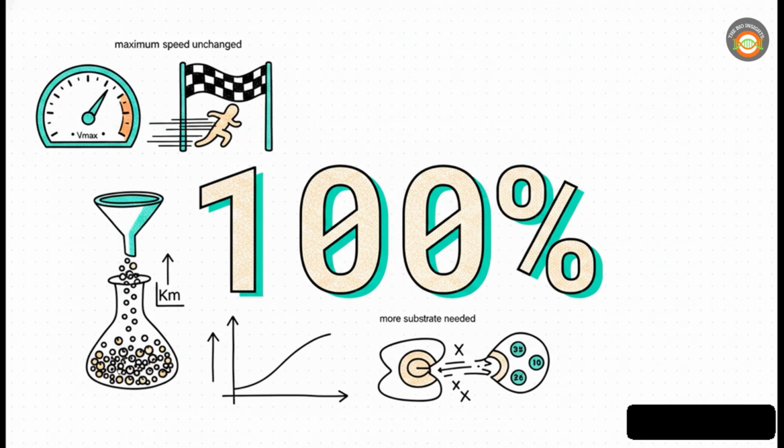Because the natural substrate can eventually outcompete the inhibitor, if we just dump enough of it in there, the maximum speed, our Vmax, remains beautifully unchanged. The enzyme can absolutely still hit top speed. It just takes way more substrate to get there, which means our Km, the required concentration, goes up.